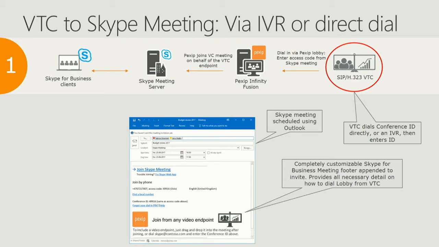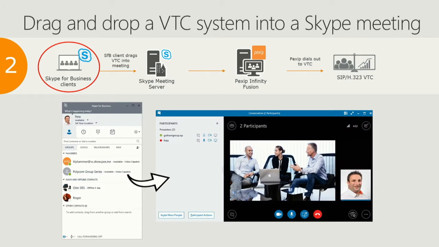As an alternative, it's also possible, as I mentioned, to initiate from the Skype for Business client. Maybe you are in a Skype meeting and you want to bring in a VTC endpoint. Then you can just search for this VTC endpoint or find it in your contact list and simply drag it into the meeting or use the add participant option. So those are just two different ways to get a VTC endpoint into a Skype meeting.